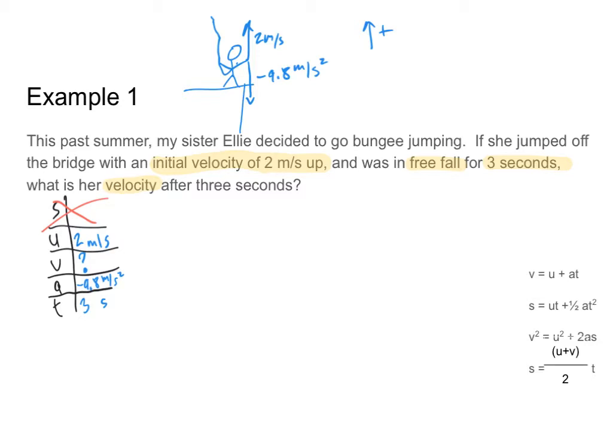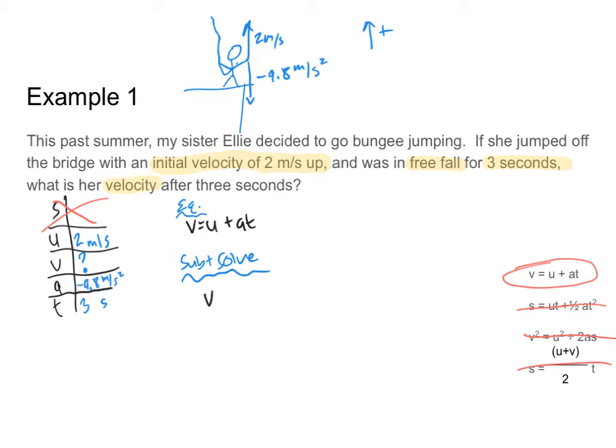We don't need to worry about that now, though. So I'm going to go ahead and cross off all of my equations that include displacement, and I'm going to use the equation that does not. So I know that V is equal to U plus AT, so I'll go ahead and plug in some numbers in my sub and solve stage.